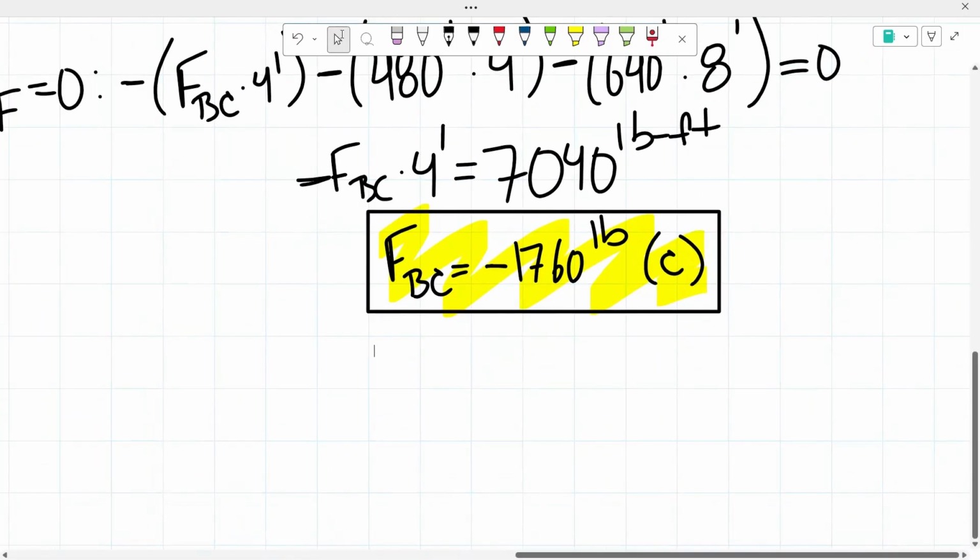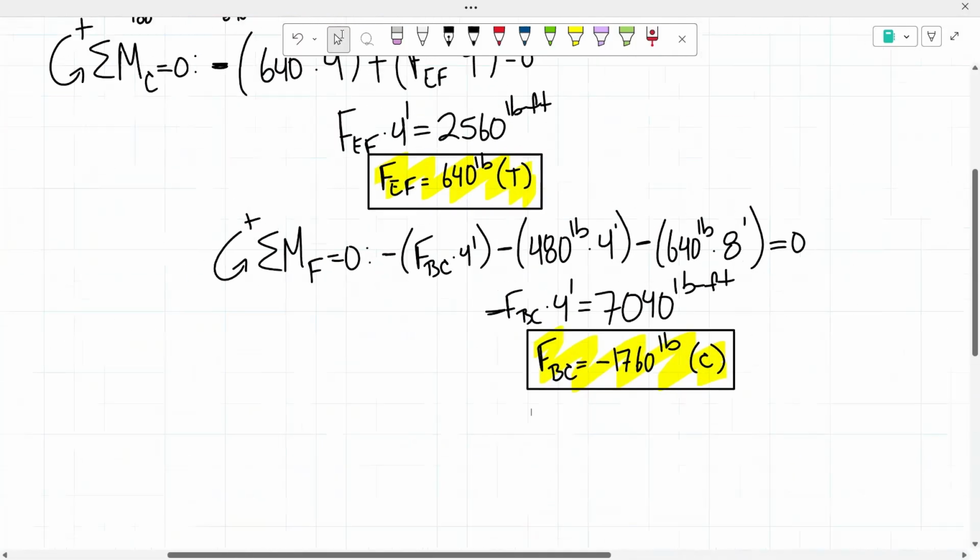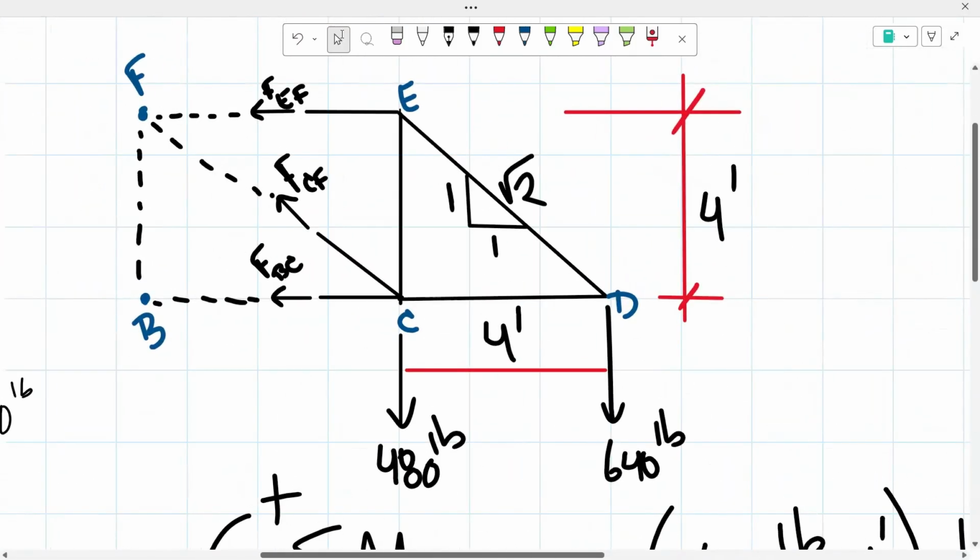So now that we determined this one, now to solve for the last and final bar, which is the force of our bar CF, I'm going to be taking the sum of the forces in the y direction. You could also take the sum of the forces in the x direction, since the force of the bar CF has both a horizontal and vertical component to it.